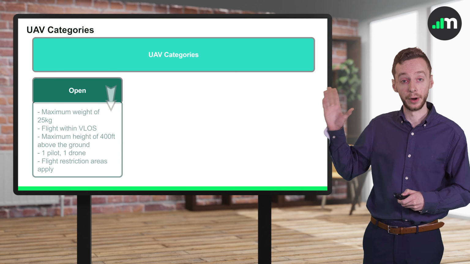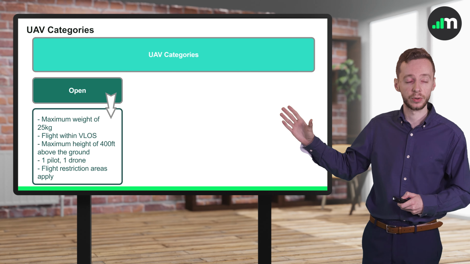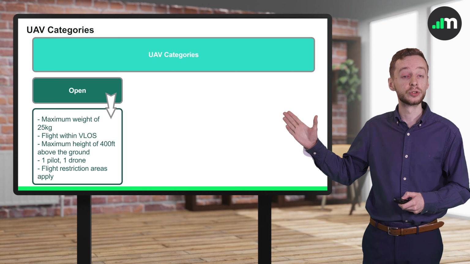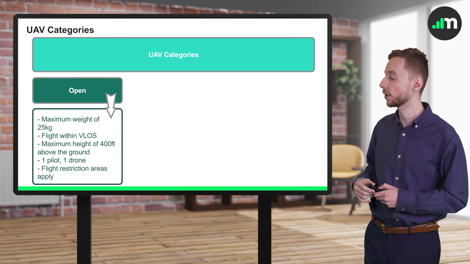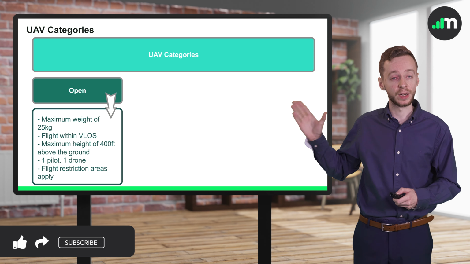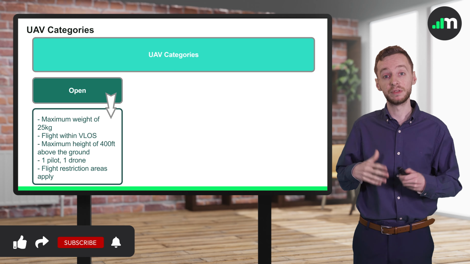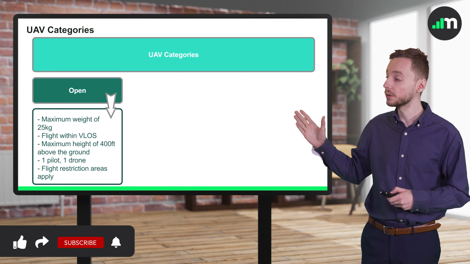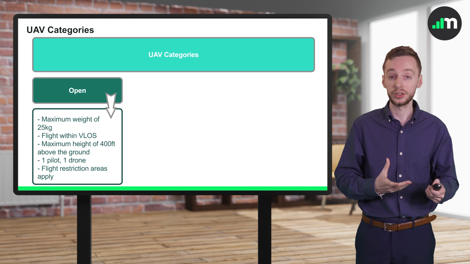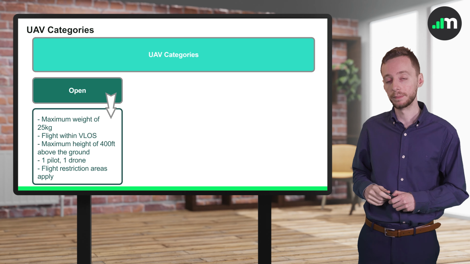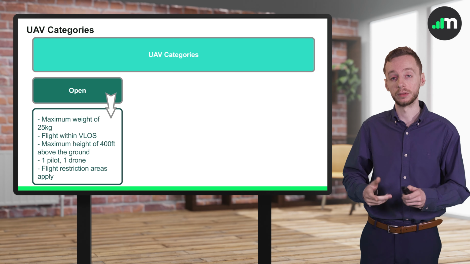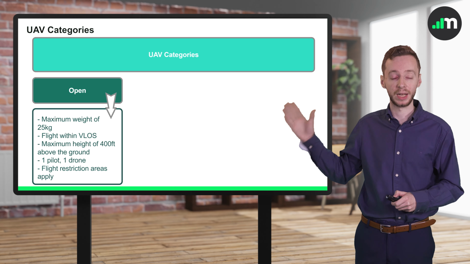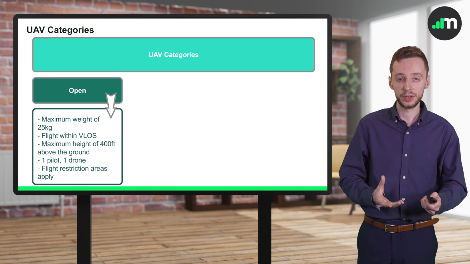To begin with, we have the open category. And the open category consists of a range of different maximum and minimum requirements. So we can see here that the drone has to have a maximum weight of 25 kilograms. We can see that it's only allowed to be flown within what we call VLOS, and that is the visual line of sight. It's a maximum height of 400 feet above the ground, and we have a 1-to-1 ratio of pilots, or UAVCs, to UAVs. So 1 UAV controller to every UAV which is being utilised. There's also flight restricted areas which will be applied as well, so we're thinking of things such as airports, for example.